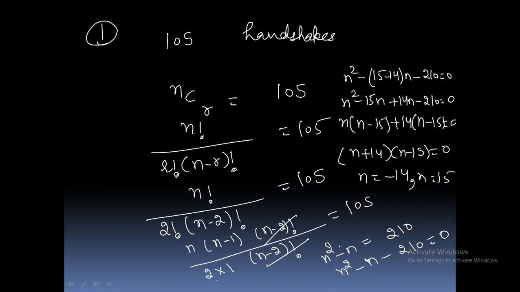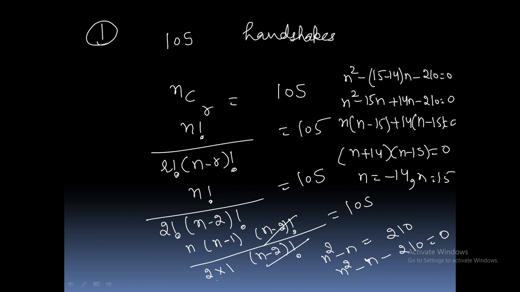The next example is a question in which the combination is given and we have to find the number. In a party, every person shakes hands with every other person. If there are 105 handshakes, find the number of persons in the party. For this, first of all, assume that n is the number of persons in the party. The number of handshakes given is 105, that is nC2 equal to 105, because a handshake is possible with 2 hands. So r is equal to 2, n we have to find out, and nC2 is equal to 105 is given.